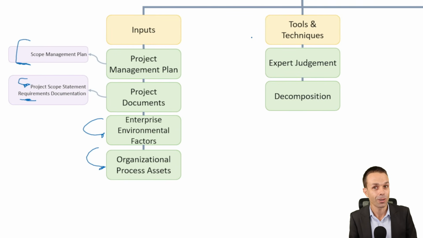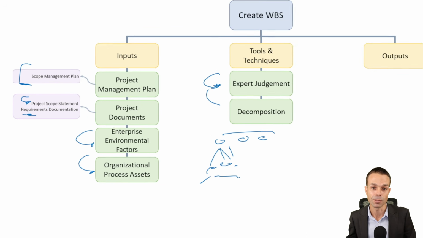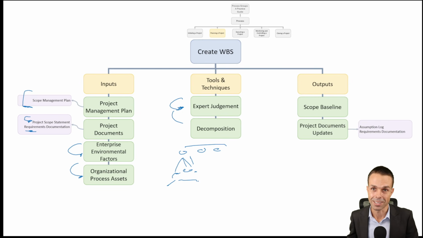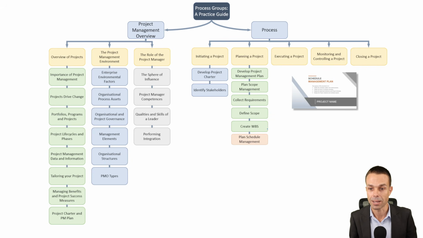Tools and techniques, oh, surprise, surprise, it's expert judgment from people within the business, so we're going to need that. And of course, decomposition, which is decomposing these things into more detailed levels, similar to what we're doing with this particular exercise, which is really, really great. The scope baseline is our output, and project documents updates.